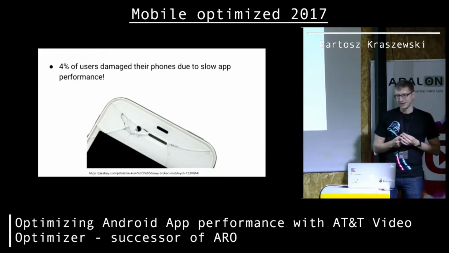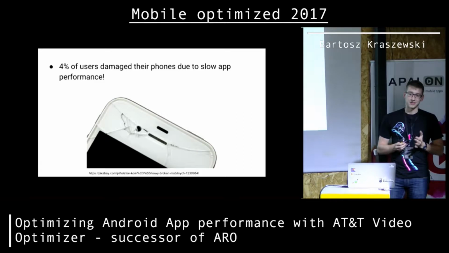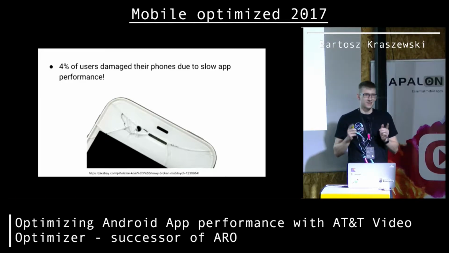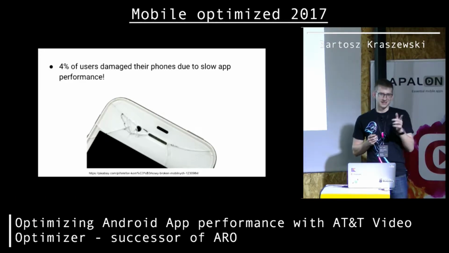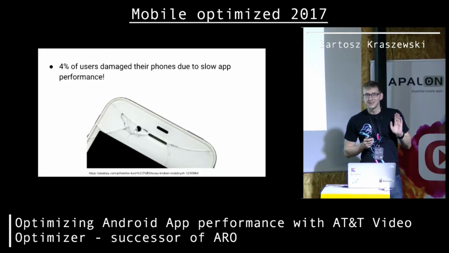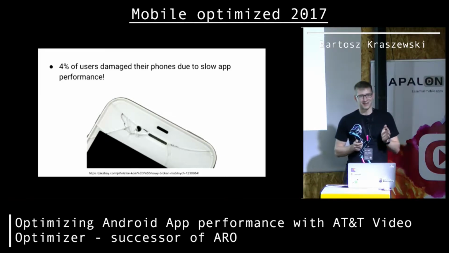And here's another fun fact: about 4% of users actually damaged their phone due to slow app performance. So by doing the math and counting people in this room, that means at least one person did it. If you are one of those, please raise your hand. Great. This means the audience is calm, so you're not going to throw anything at me.